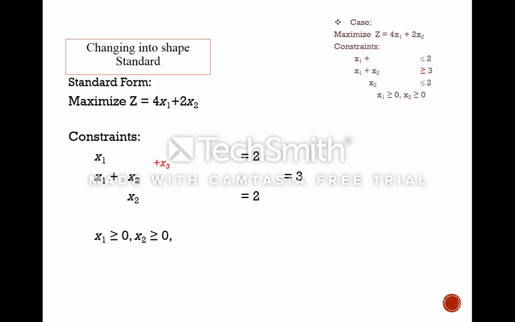And because the sign is bigger than or equal to, we add a slack, but it becomes minus x4. And the last, because the sign is less than or equal to, we must add plus x5 as a slack variable. And this is the other one. Because the sign is less than or equal to, we add x6 as a slack variable.